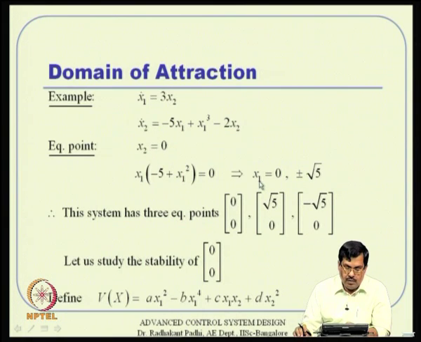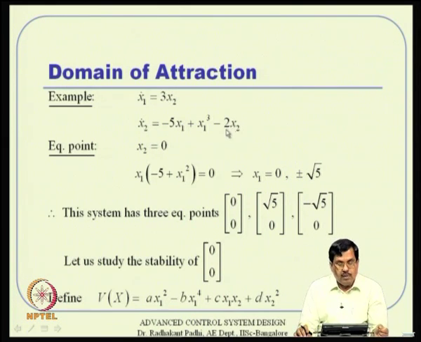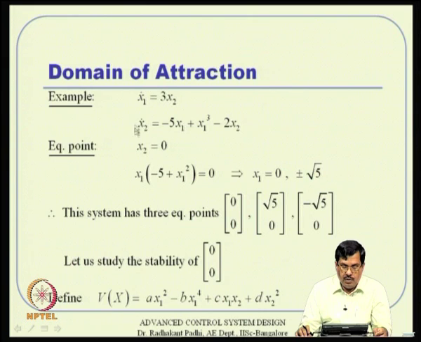Anyway, so let us go through an example and try to get our ideas slightly clear here. So, let us talk about again a second order system, x 1 dot is 3 x 2 and x 2 dot is minus 5 x 1 plus x 1 cube minus 2 x 2. So, equilibrium point again, I put them to be 0, x 1 dot, x 2 dot is 0. So, obviously, x 2 is 0. Once x 2 is 0, I am left with minus 5 x 1 plus x 1 cube equal to 0. That means x 1 is either 0 or plus or minus root 5.